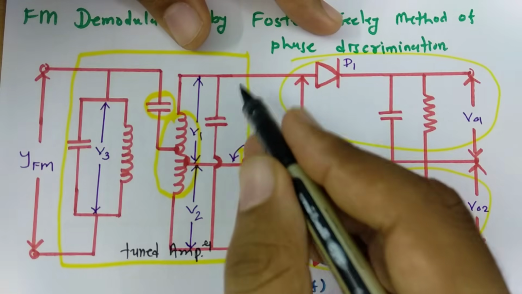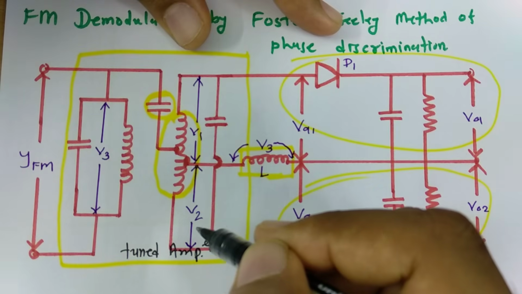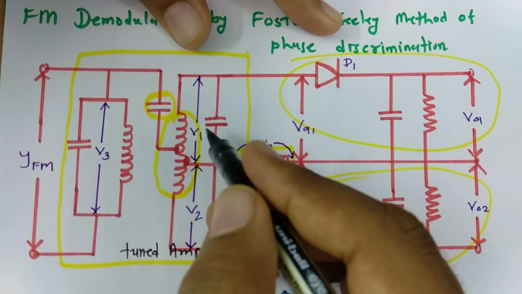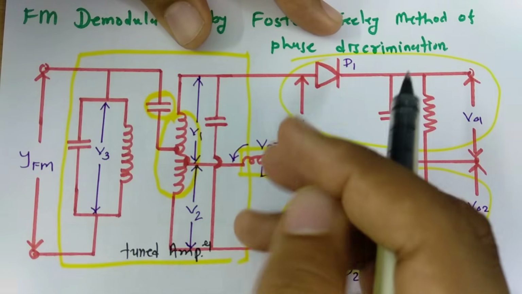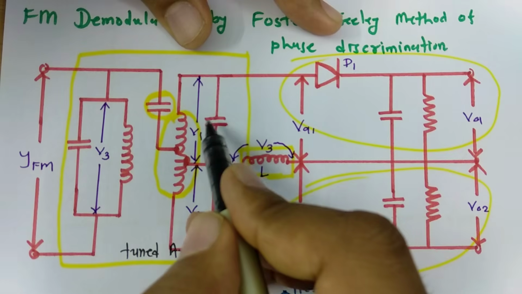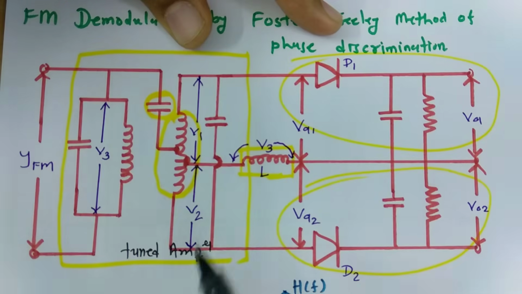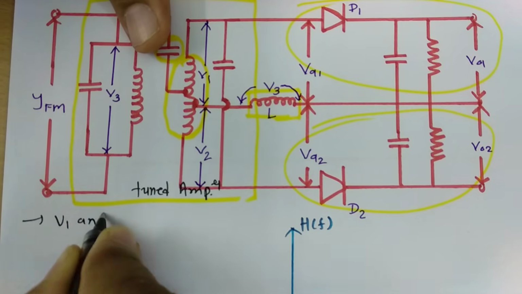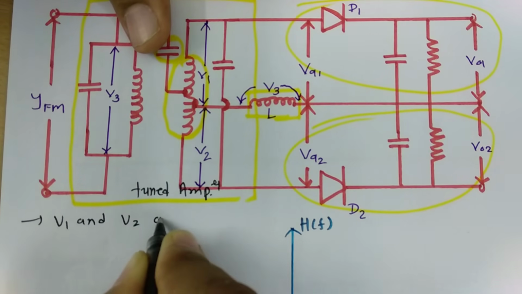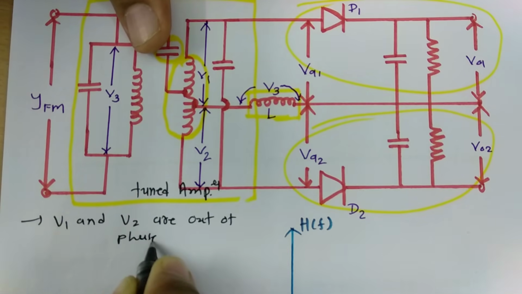If you see this capacitor, it provides out of phase polarity to the voltages V1 and V2. In its working, it is very essential to understand that the V1 voltage and V2 voltage are out of phase, as one can observe that this capacitor is connected between these two terminals. So let us mention it first: V1 and V2 are out of phase to each other.